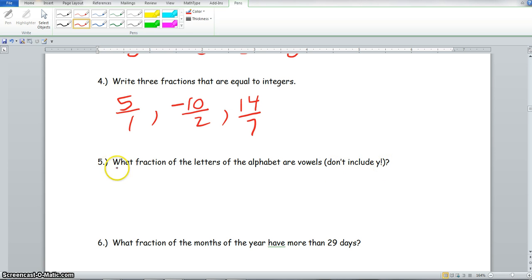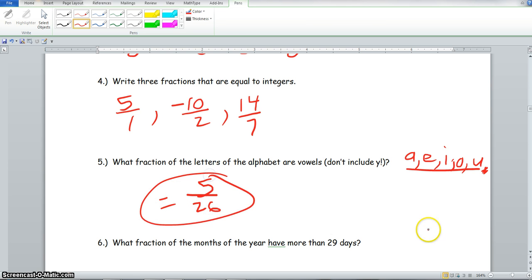It says write what fraction of the letters of the alphabet are vowels. Don't include Y. So first we must write out our vowels. It's A, E, I, O, U. Now some people say and sometimes Y, but it says don't include Y. So what we have here is the part we're going to consider, which is the vowels. So that's 5. And then we would divide it over the parts of the whole. How many letters are in the alphabet? 26. So it's 5 over 26.